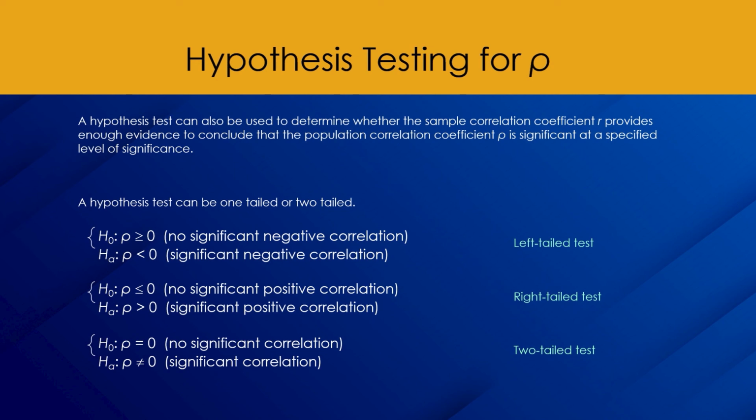So the null hypothesis is, as we have seen, rho greater than or equal to 0, no significant negative correlation, and the alternate hypothesis is rho less than 0, significant negative correlation. Similarly, this is called no significant positive correlation and significant positive correlation. So this is called left-tailed and right-tailed. When we talked about skewness, we saw how the figure is emphasized with the help of left-tailed and right-tailed, and a two-tailed test is there.